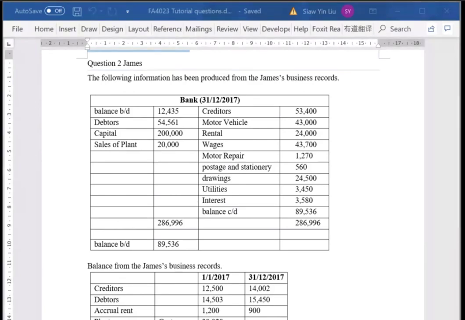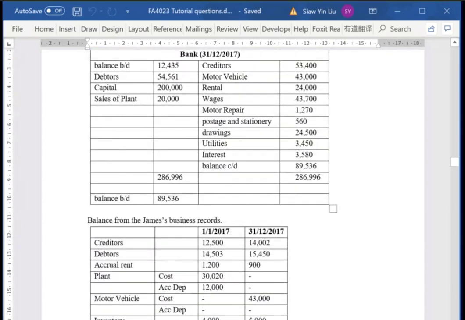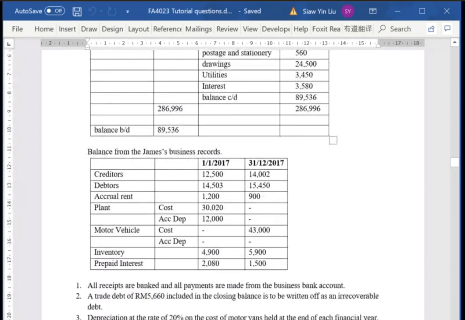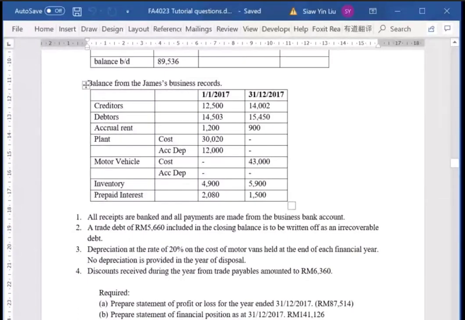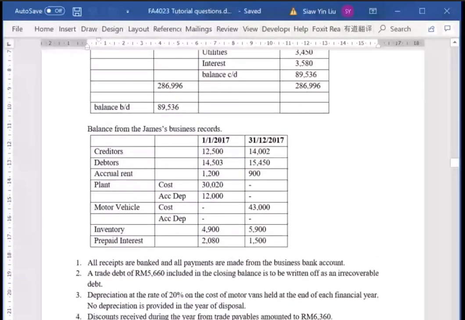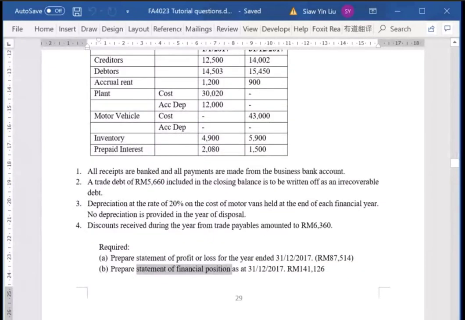Okay, now, so these questions require you to look at the information. They give you the bank account, they give you the opening and the closing. Okay, this is opening, this is closing. So to tell you all the information, they require you to prepare profit and loss and also financial position. If you want to prepare profit and loss and financial position, what is the information you need?